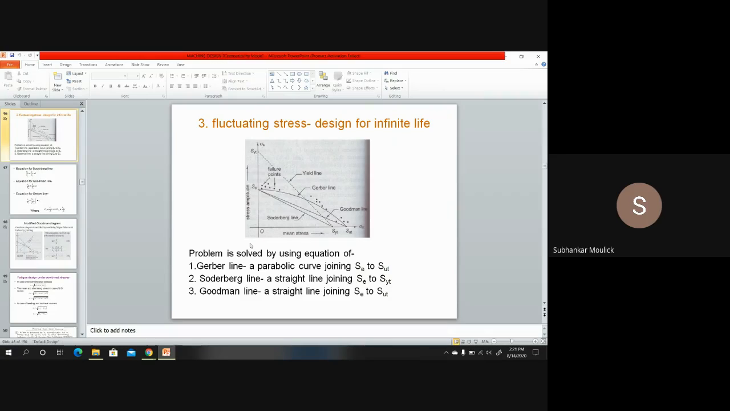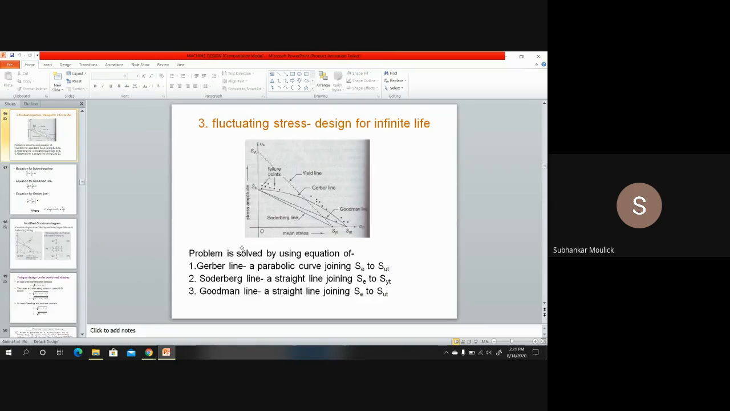But if in any component fluctuating load is acting, that means if that load is changing from time to time in that component, then how can you say which particular theory of failure it will follow? Then the failure of that particular component is given by three particular lines. Those lines are your Goodman line, Gerber line, and Soderberg line. How are these lines formed? Since we know that Goodman, Gerber, and Soderberg lines will come into the picture when the component is subjected to fluctuating stress.